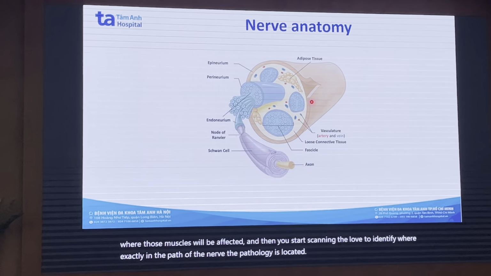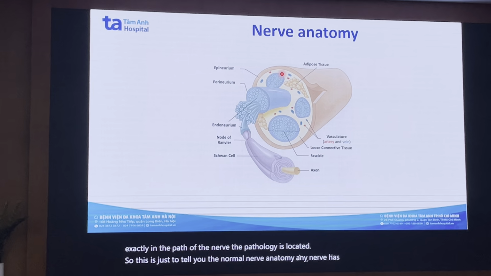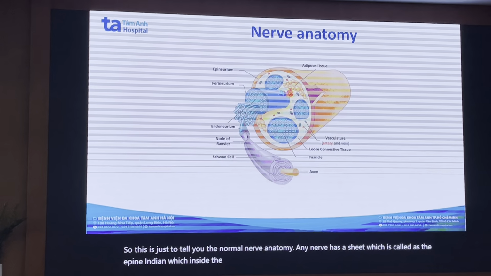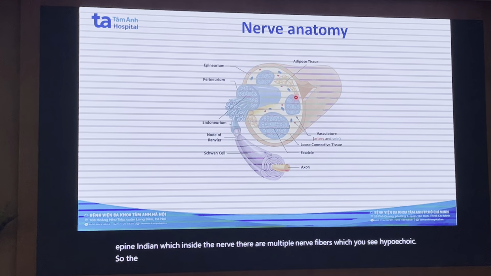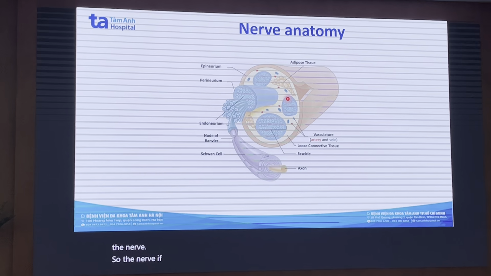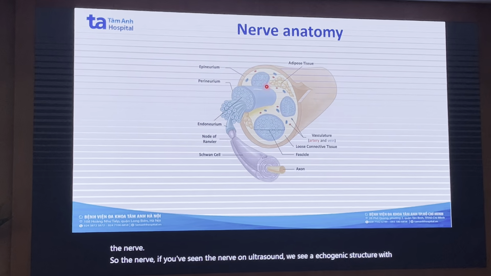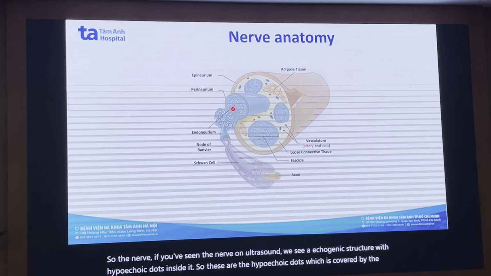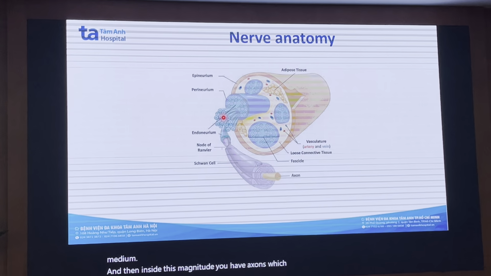So this is just to tell you the normal nerve anatomy. Any nerve has a sheath which is called the epineurium, inside which there are multiple nerve fibers which you see as hypoechoic. If you've seen the nerve on ultrasound, we see an echogenic structure with hypoechoic dots inside it. These hypoechoic dots are covered by the perineurium. And then inside the perineurium you have axons which are covered by the endoneurium.